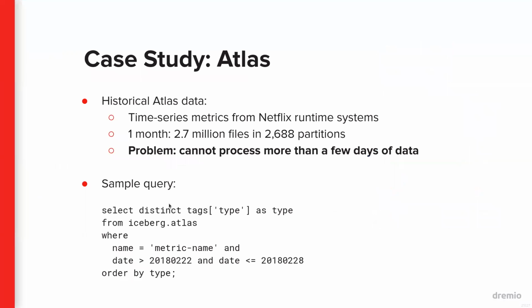So that's pretty cool. And just to show you the numbers, this is a case study from Ryan Blue. He's actually one of the creators of Iceberg, originally from Netflix, now with Tabular. Atlas was a telemetry system at Netflix that would track all their telemetry data, and there was a lot of data. In one month, this system would generate 2.7 million files in 2,688 partitions.